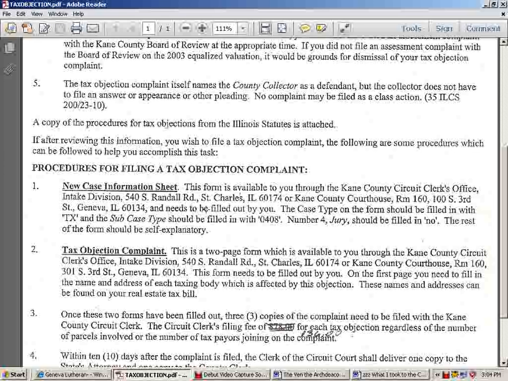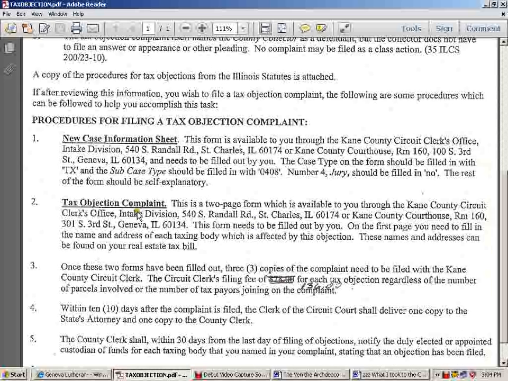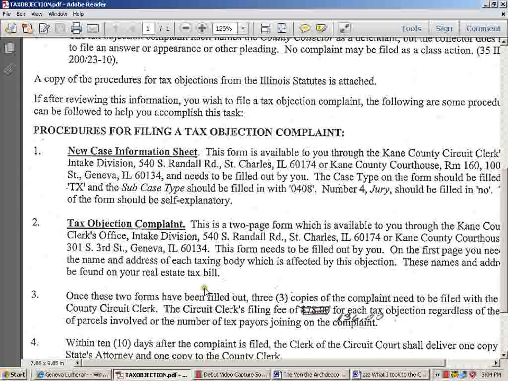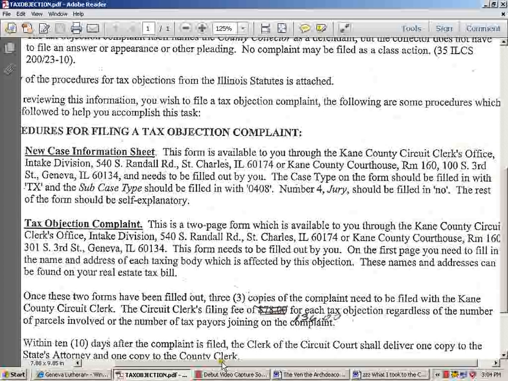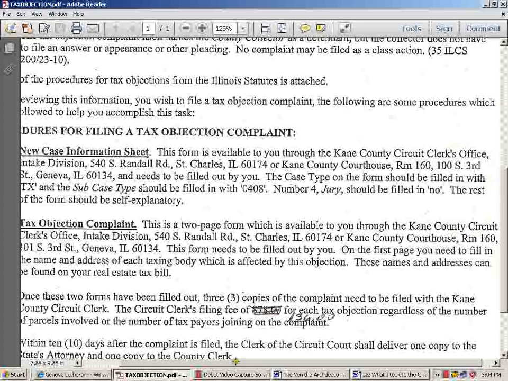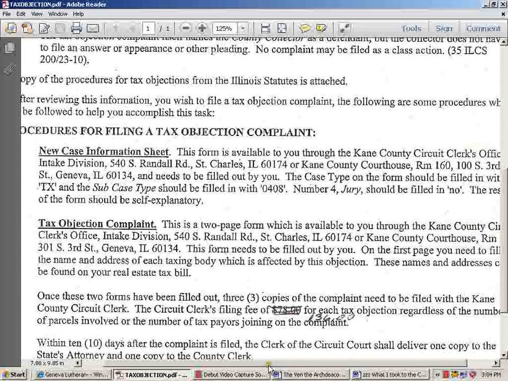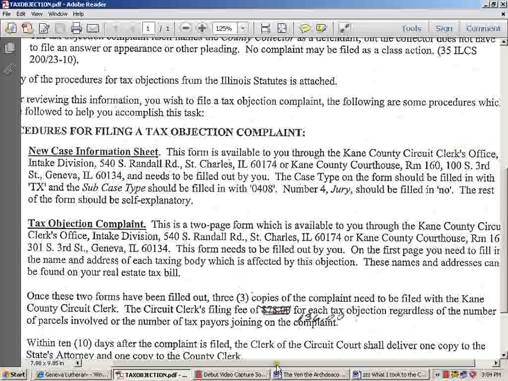The new case information sheet. And so, see, here it says Kane County Courthouse, Room 160, 100 South 3rd Street. Pay attention to that. Because now we go down to the tax objection complaint. That's where it gets good. Two-page form, which is available through the Kane County Circuit Clerk's Office Intake Division, 540 Randall Road, same as above. Or, like it says here, or Kane County Courthouse, Room 160.